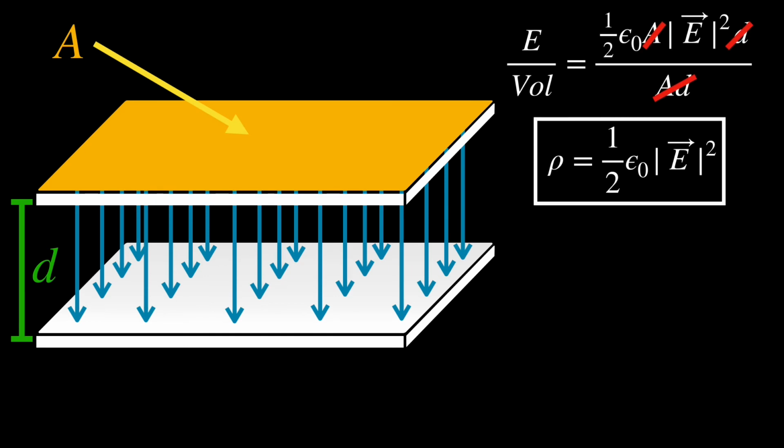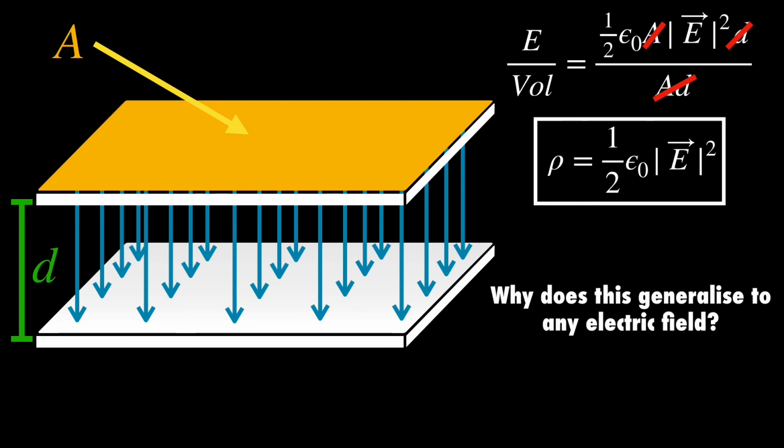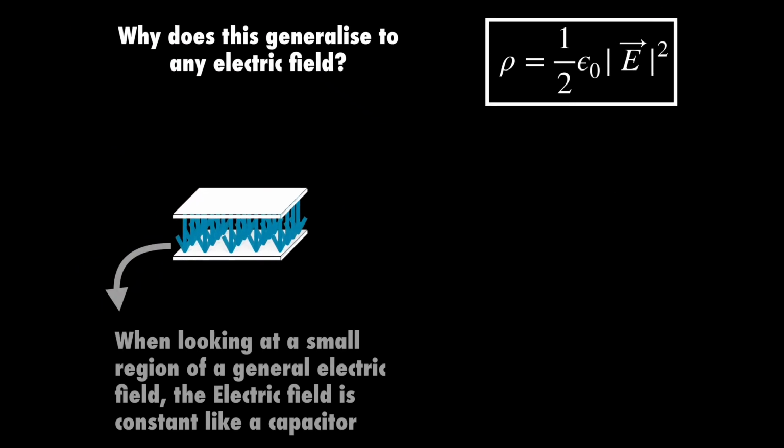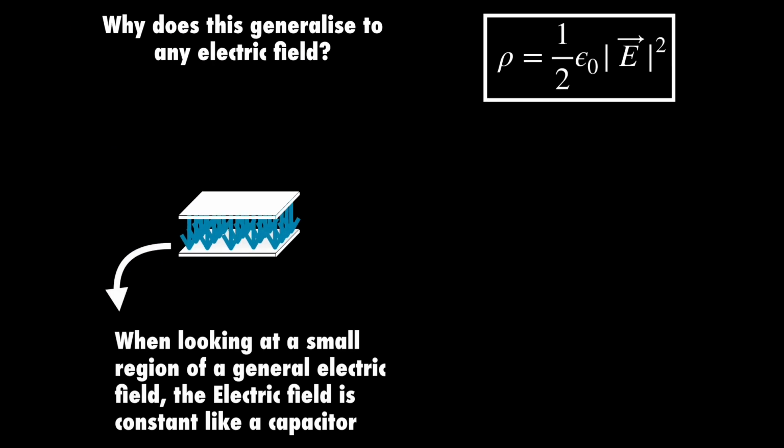Now, why does this generalize to any electric field? The way that helped me think about it is, consider we started with a very tiny capacitor at the beginning. We would still have ended up with the same formula, right? But if you're looking at general electric fields, and then zoom in really close into that general electric field, in that tiny region, the electric field is basically constant. So a tiny region of any electric field kind of just looks like a capacitor.